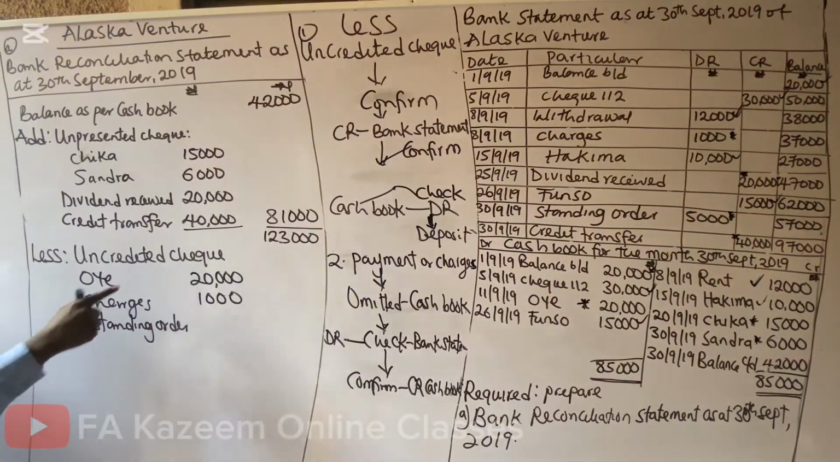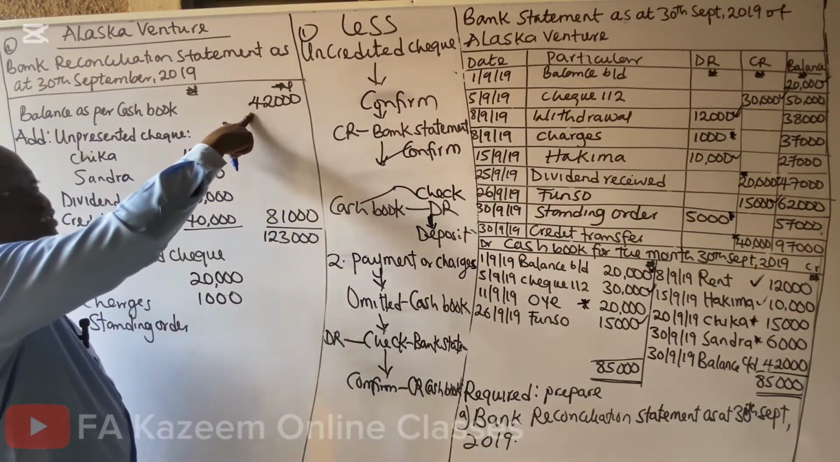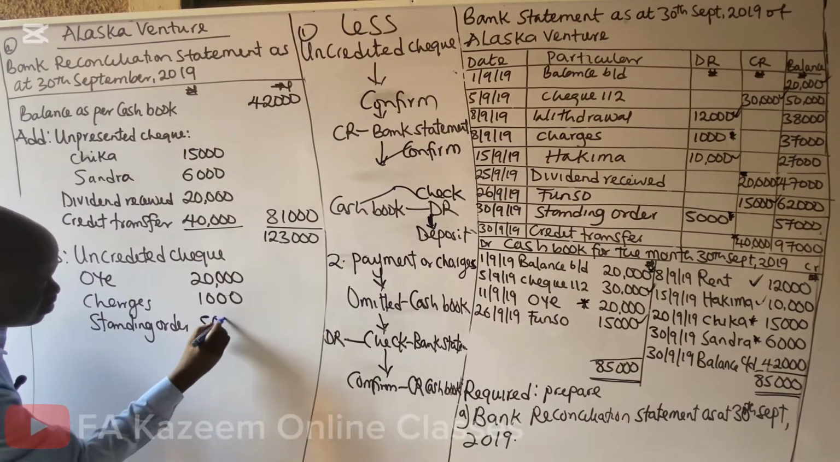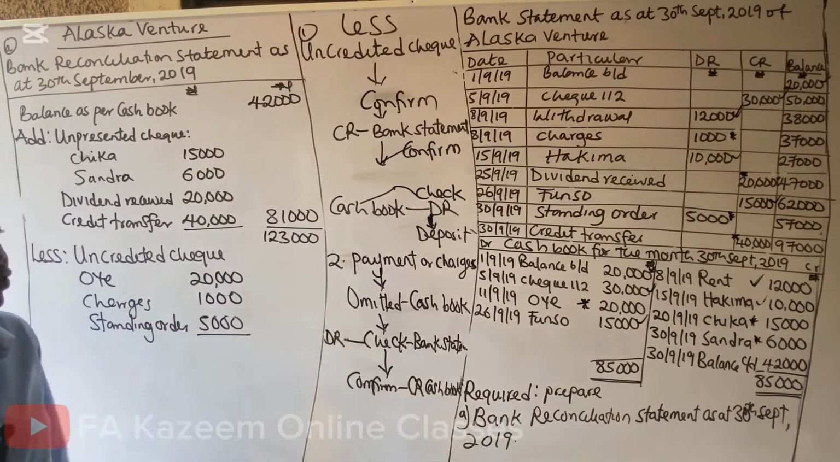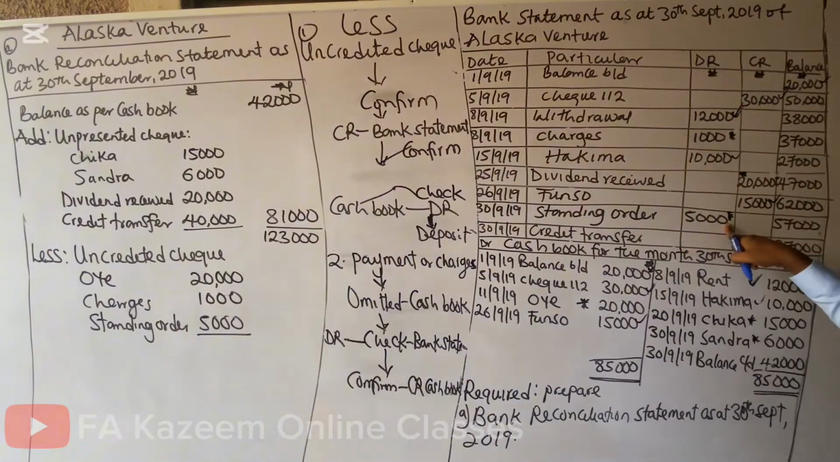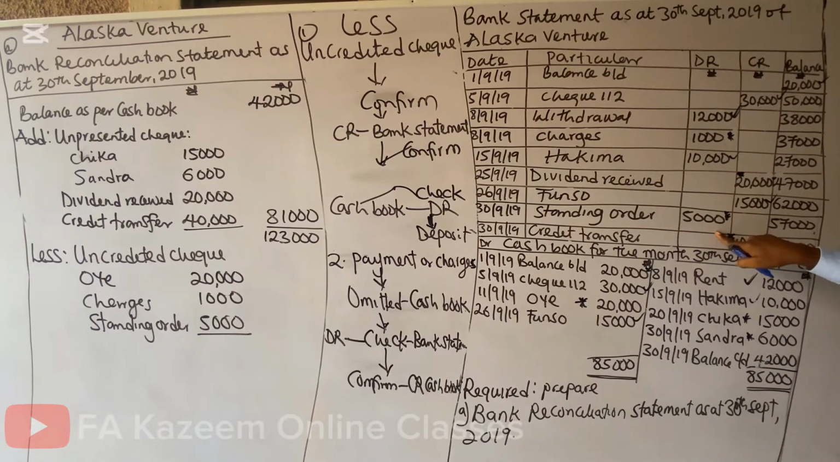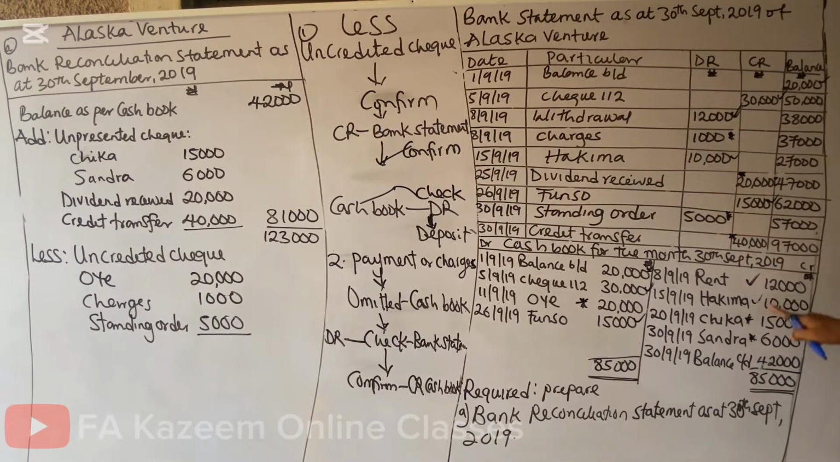If it has been deducted, this cash book balance would have been 42,000. How much is the standing order that was not deducted? That is 5,000. I think that's all, because once you check the last item, you are done. What are we doing? We are checking the debit side to confirm whether it is recorded on the credit side.